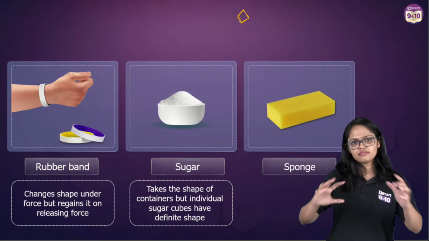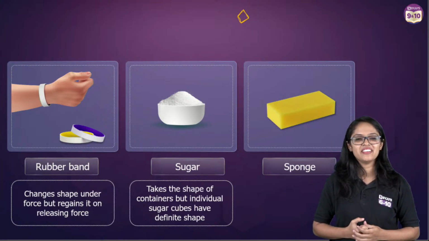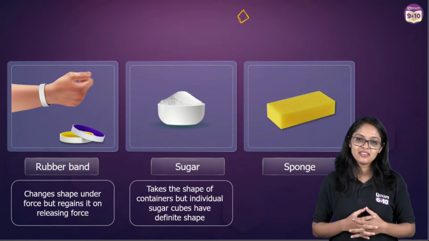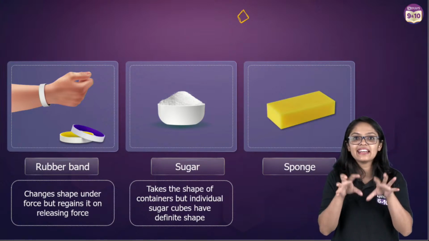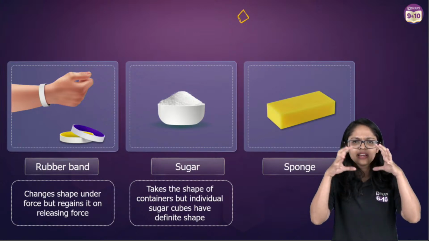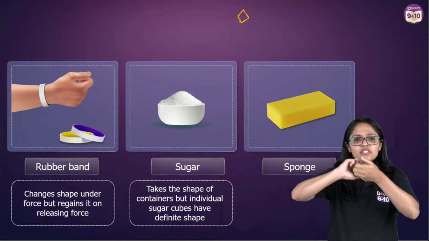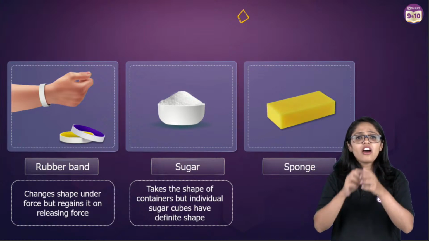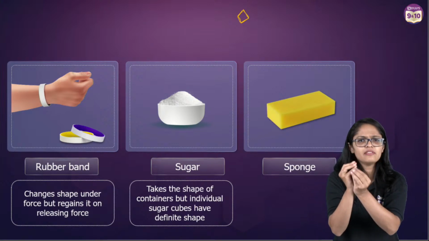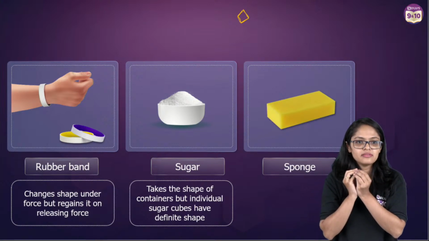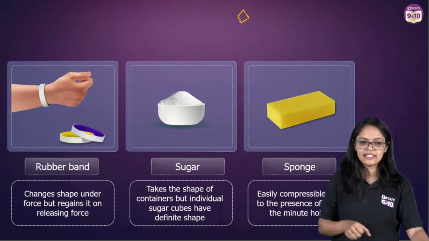Now coming to the most asked question, sponge. Why do you think we can squeeze or compress a sponge? See, we can compress a sponge as long as there is still air left in it. A sponge has pores and it has air inside. And when you squeeze it, the air comes out. But after squeezing, when you reach only the pure sponge material, it is not compressible.